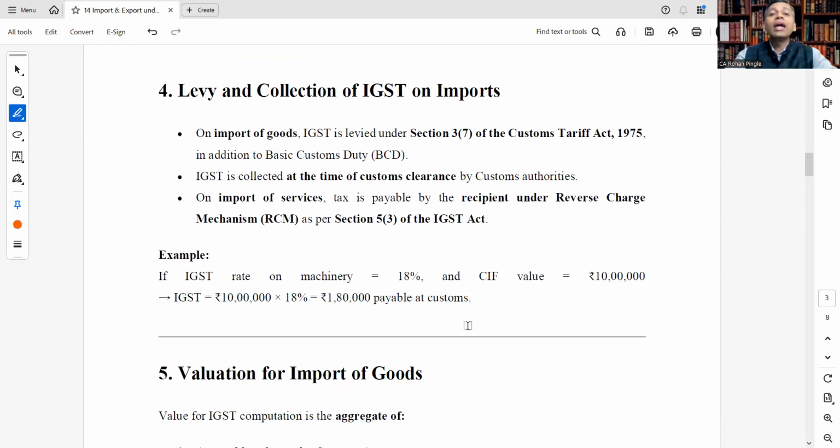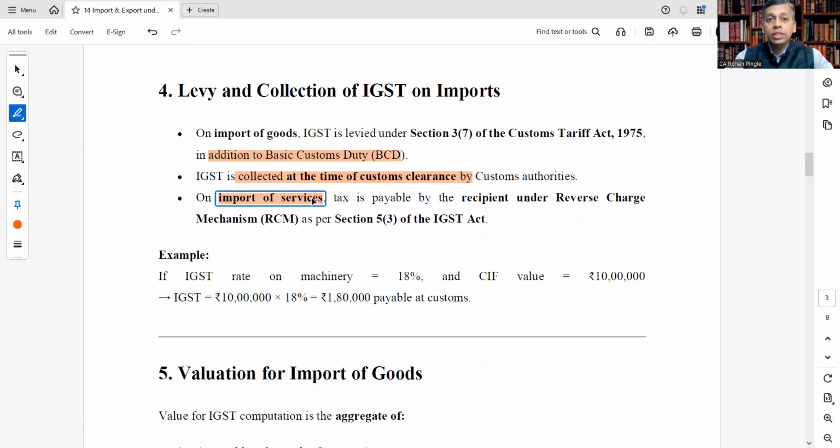Next, levy and collection of IGST on imports. On import of goods, IGST is levied under Section 3 subsection 7 of the Customs Tariff Act 1975 in addition to basic customs duty. Means basic customs duty is there as per Customs Tariff Act, but after that IGST is levied under Section 3 subsection 7 of the Customs Tariff Act 1975. IGST is collected at the time of customs clearance by customs authorities.